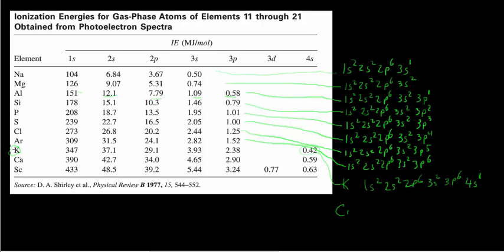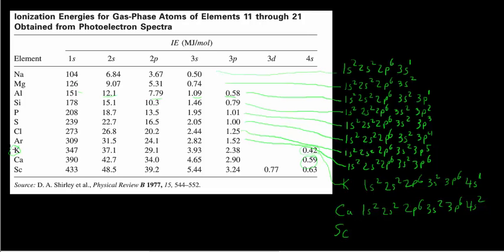Calcium comes next. It's also got 5 peaks: 1s2, 2s2, 2p6, 3s2, 3p6, and this last peak at 0.59 megajoules per mole is 2 units high, so we're going to say that that's a 4s2. Now things get interesting when we get to scandium. Scandium is the first transition metal, and you'll notice that we've added an extra peak.